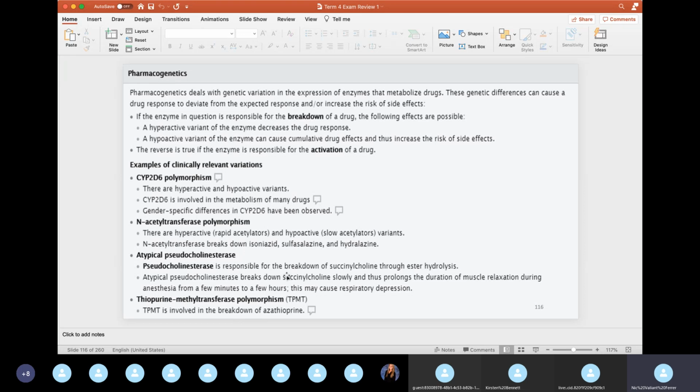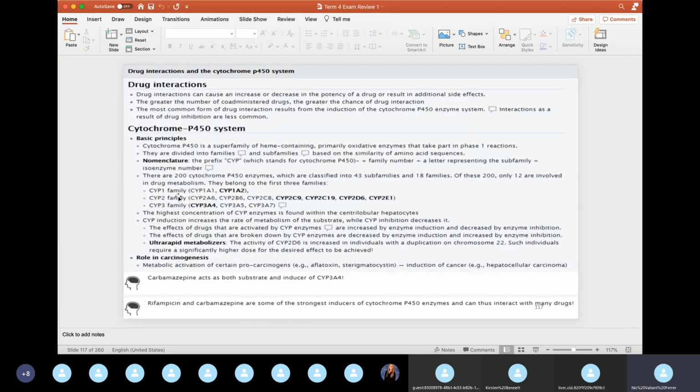Of course, pseudocholinesterase is important for breakdown of succinylcholine. TPMT is important in breakdown of azathioprine. Some drug interactions, cytochrome P450, I think it's not specific. They're gonna, but you need to know the specific family, if it's CYP1, CYP2, or CYP3.